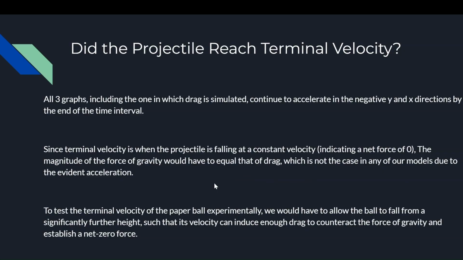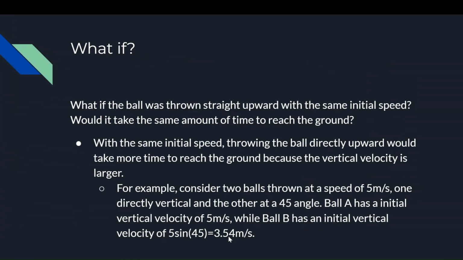And to make an experiment which tests the terminal velocity, you would have to allow the ball to fall from a significantly further height, such that velocity could induce enough drag to counteract the force of gravity and establish a net zero force. And then what if the ball was thrown straight up with the same initial speed? Would it take the same amount of time to reach the ground? With the same initial speed, throwing the ball directly upward would take more time to reach the ground because the vertical velocity is larger.